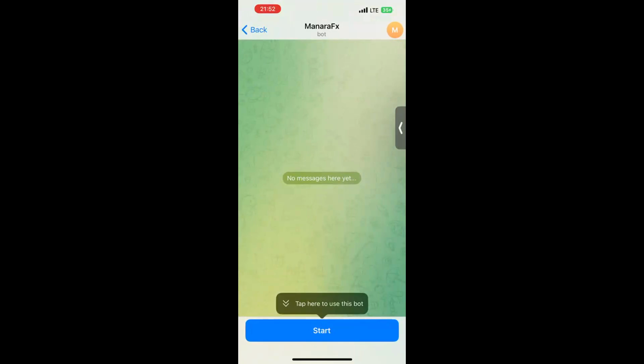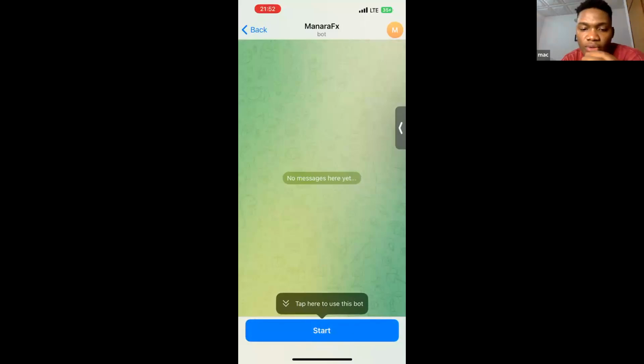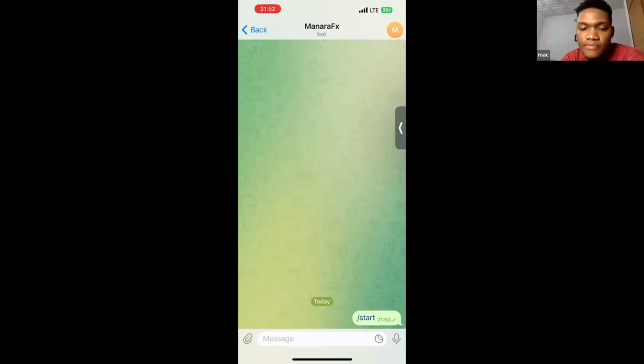You can see how you clicked on that blue stuff. It has taken you to Manara FX. Now click on start.